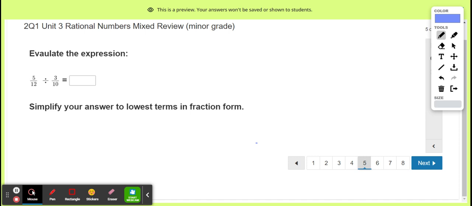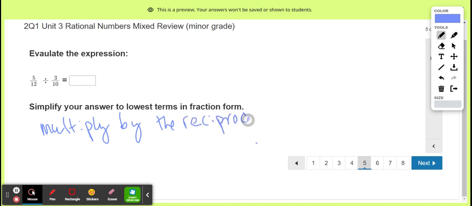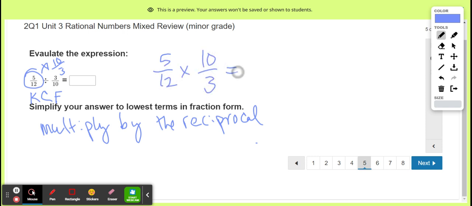Evaluate the expression. So we're going to multiply by the reciprocal in order to divide these two fractions. We're going to keep the first fraction, change to multiplication, and then flip this fraction over. We have 5 over 12 times 10 over 3.